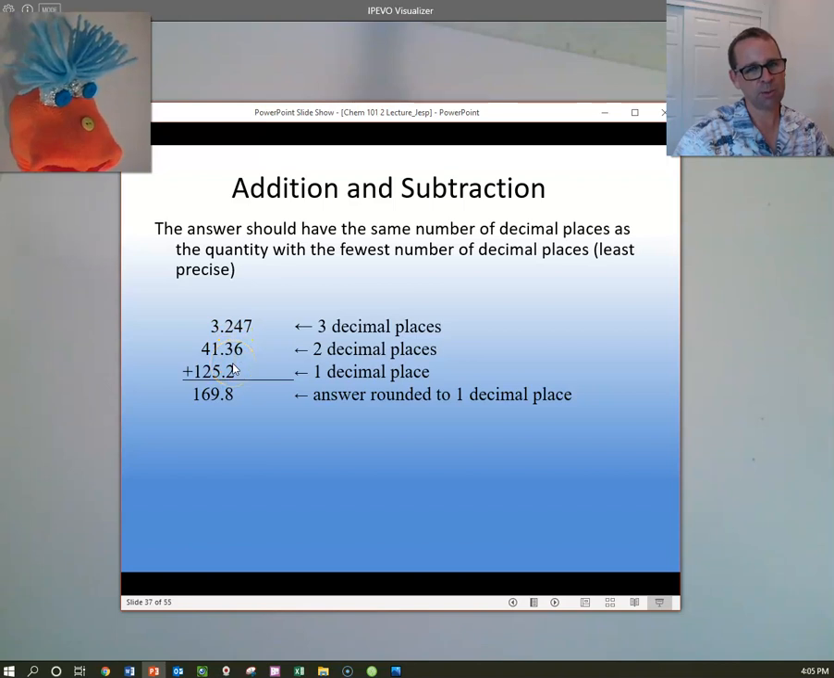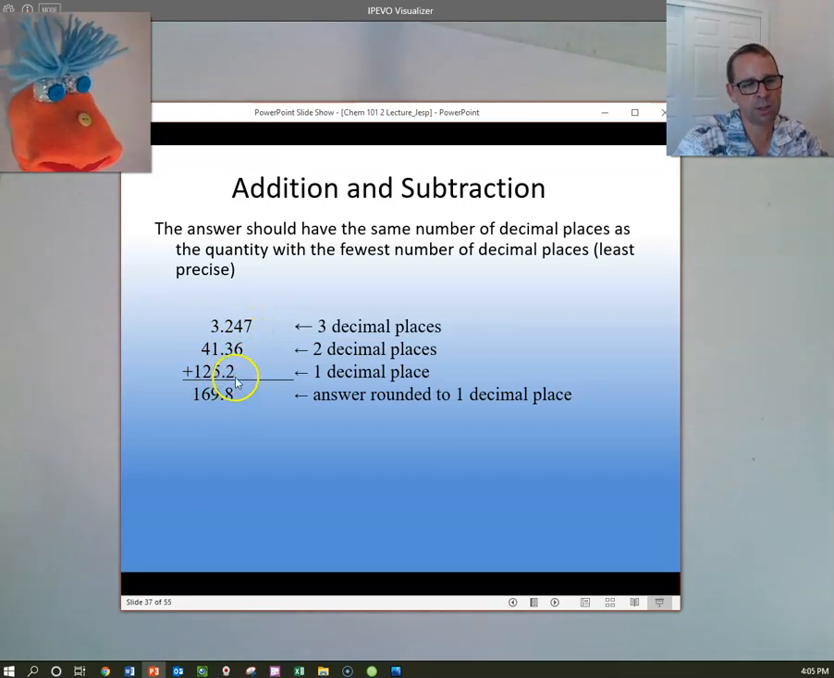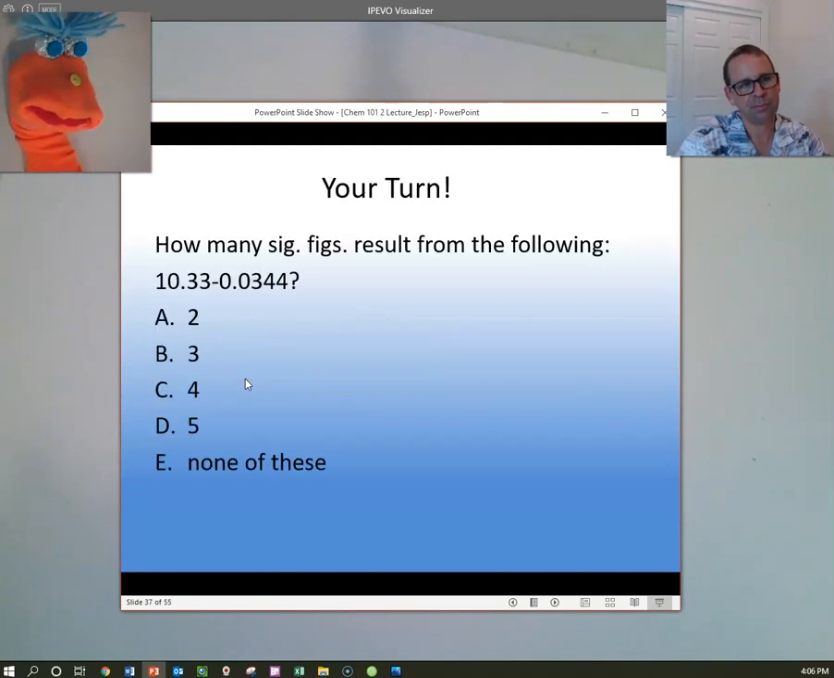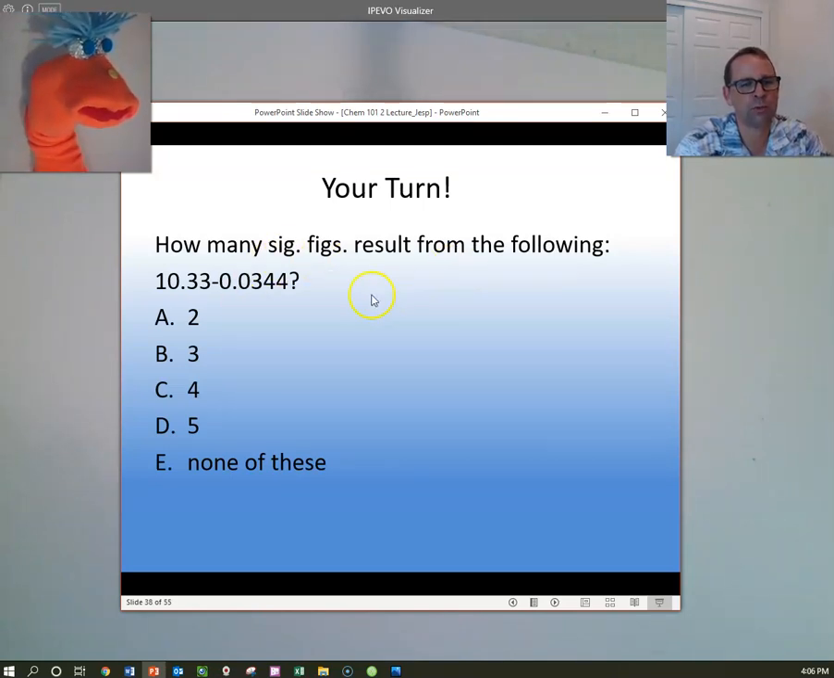Now, that doesn't mean the least number of significant digits, because here we have 4, and here we have 4, and here we have 4 significant digits. But that's not how we governed our answer. We knew that we had to cut off our answer right here, because the 2 cuts off in the tenths place, as opposed to cutting off in the hundredths and thousandths place. So our answer had to cut off in the tenths, because this measurement here cut off in the tenths place. Okay, so how many sig figs result from the following?